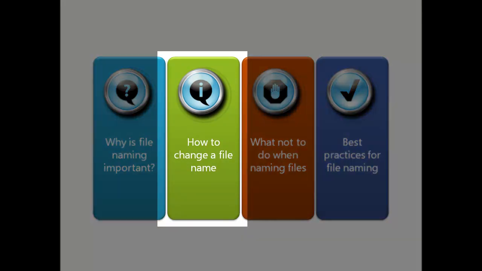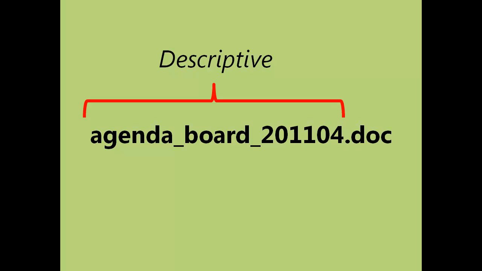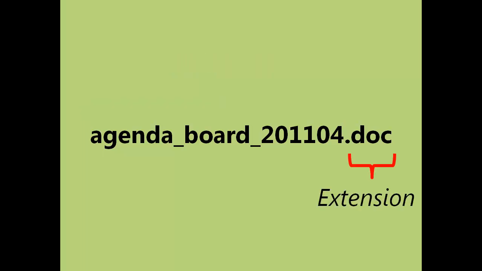So how do you safely change the name of a file? You may have noticed there are two parts to most file names. The parts are separated by a period. The text to the left of the period is descriptive. You have almost complete control over the descriptive part of the file name. The part of the file name after the period is the file extension.